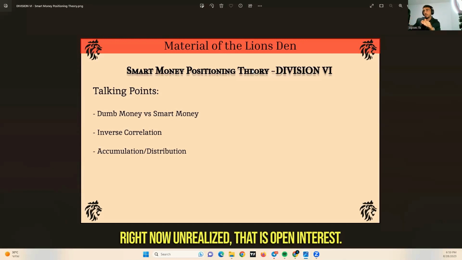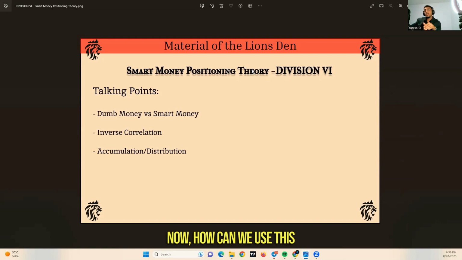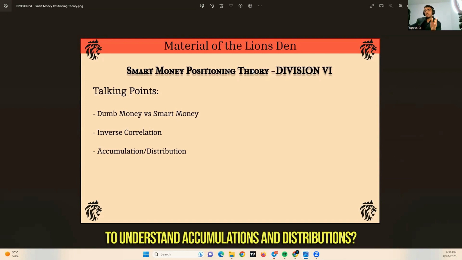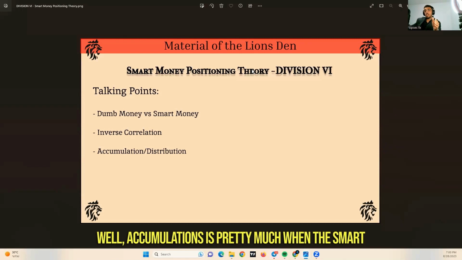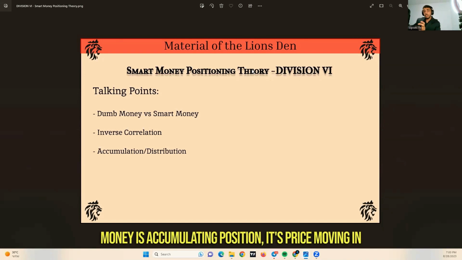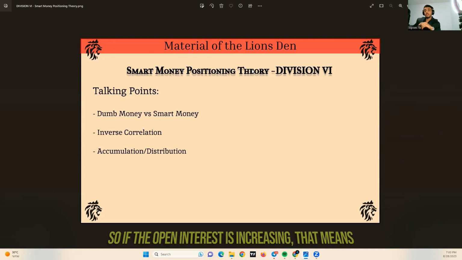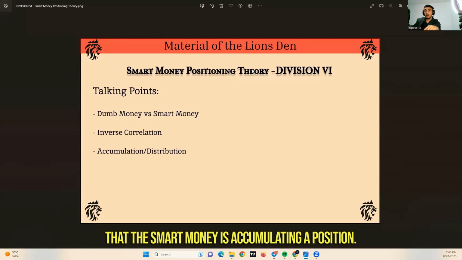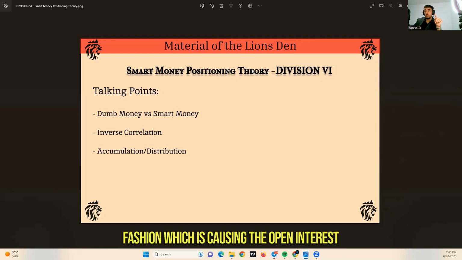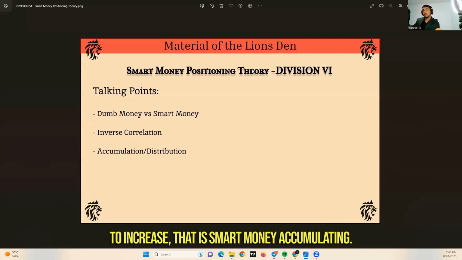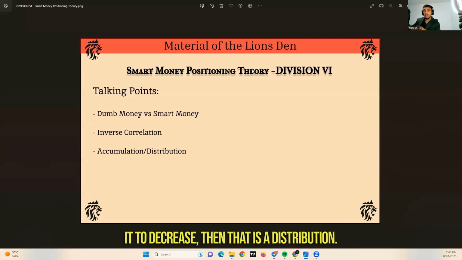Now, how can we use this to understand accumulations and distributions? Well, accumulation is pretty much when the smart money is accumulating a position. It's price moving in a fashion which increases the open interest. So if the open interest is increasing, that means that the smart money is accumulating a position. If price is moving in a fashion which causes it to decrease, then that is a distribution.